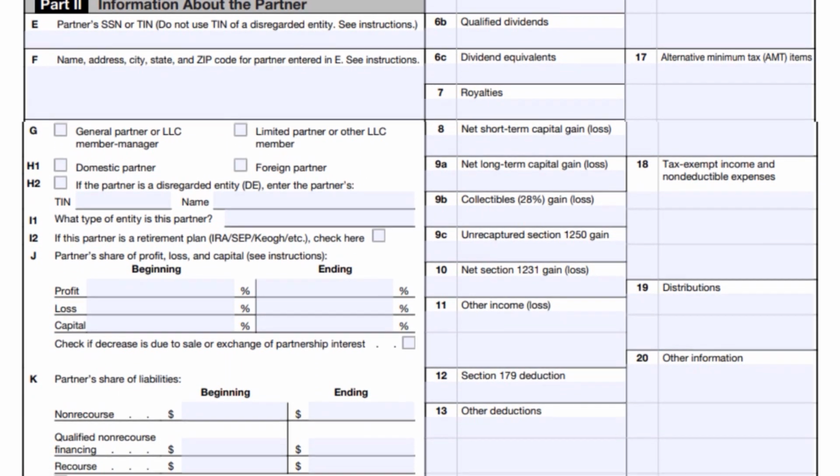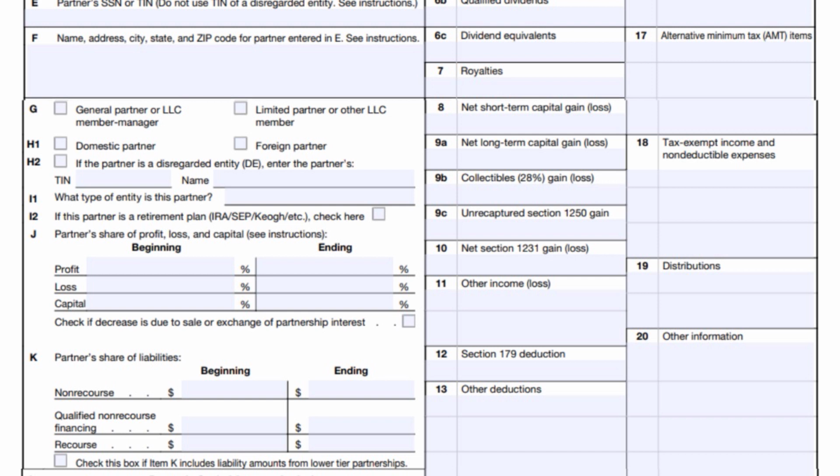Box number 5, you have interest income. So you report interest income you received or earned during the year from things like bonds, certificates of deposit, bank accounts. Box 6, you have dividends. So you record any ordinary, qualified, and dividend equivalent payments you receive from the partnerships. Remember that dividends are payments that people get for holding shares in a company. All right. Box 7, you have royalties. Here you will report any royalties you received during your dealings with the partnership.